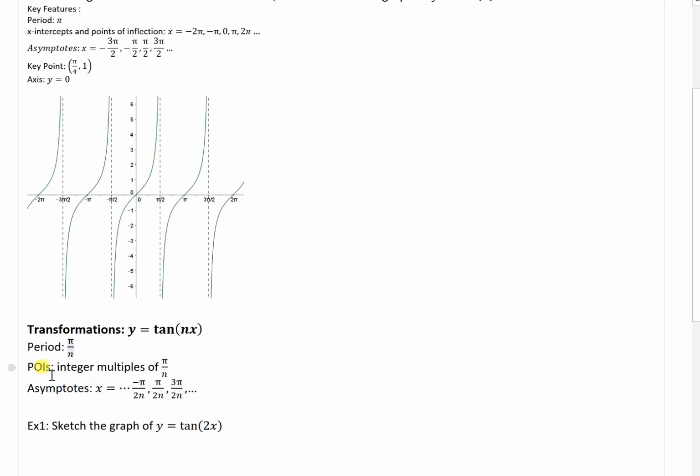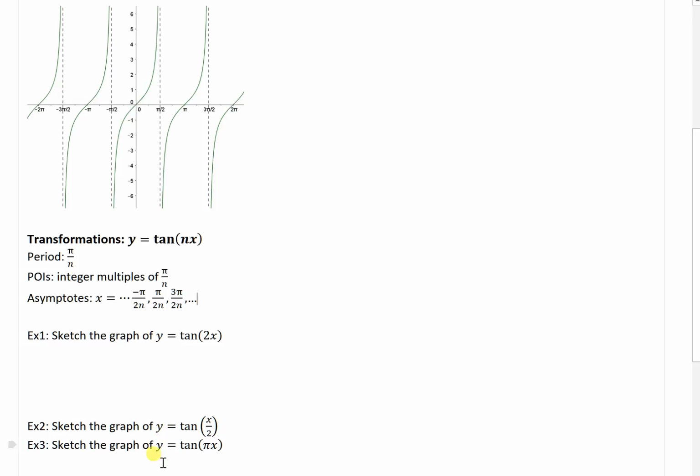That means that the points of inflection, or x-intercepts, are now going to be at integer multiples of pi on n, so multiplying each of those by integers. And the asymptotes are, again, at integer multiples of pi on 2n. So that's going to help us to sketch out our graphs. Once we know what our period is, we'll put on our asymptotes and use that to draw a basic sketch of the graph. We're going to sketch these three graphs today, starting with y equals tan of 2x.